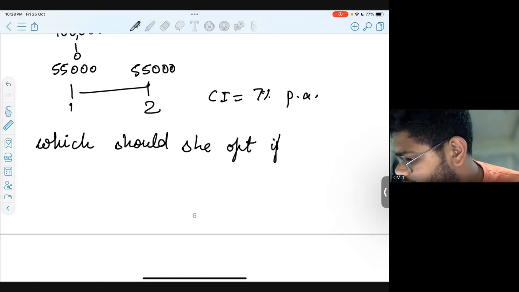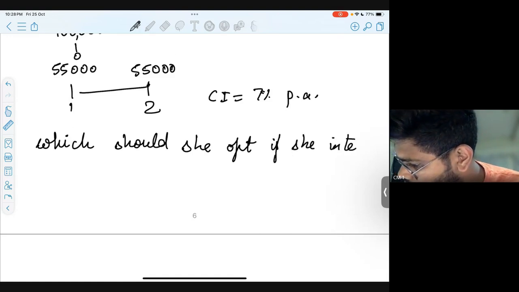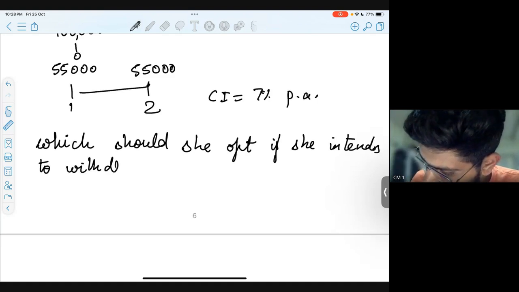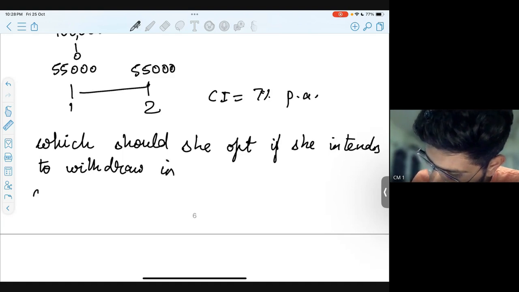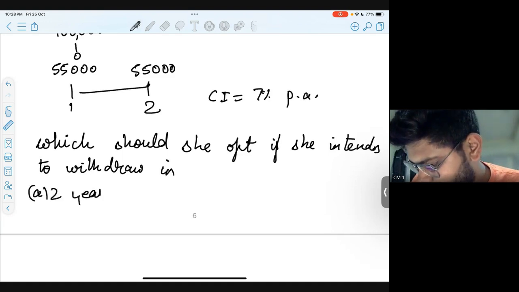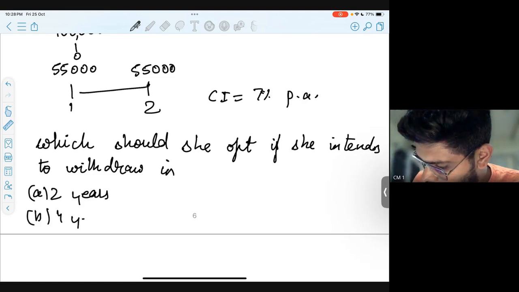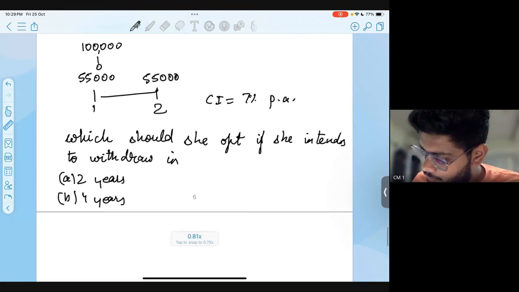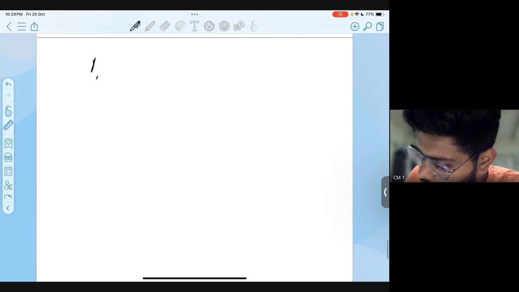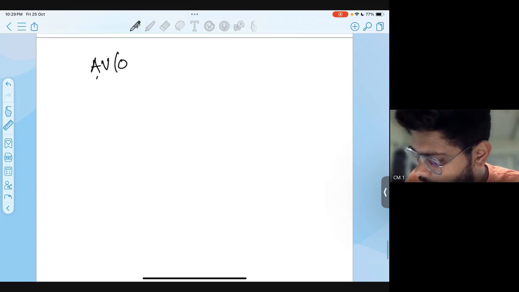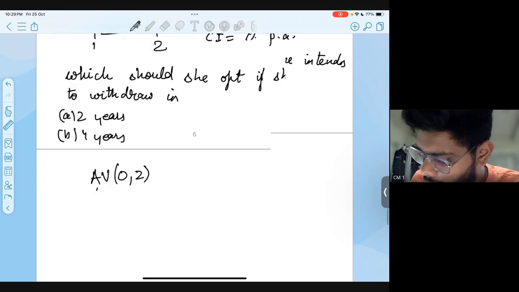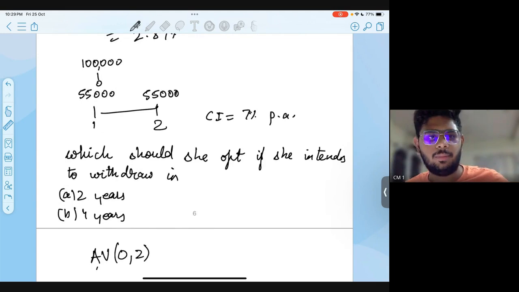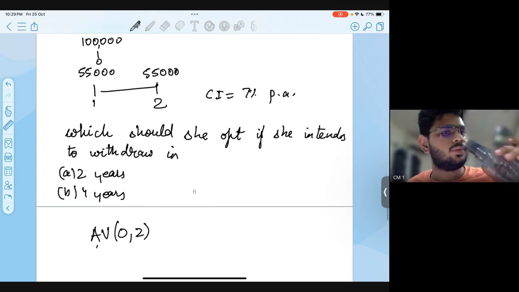If she intends to withdraw in 2 years, 4 years. करो calculate. So you will have to calculate AV after 2 years for both options. 1 lakh at time 0 or 55,000 at time 1 and 55,000 at time 2. ठीक है? पहले दो का करो.